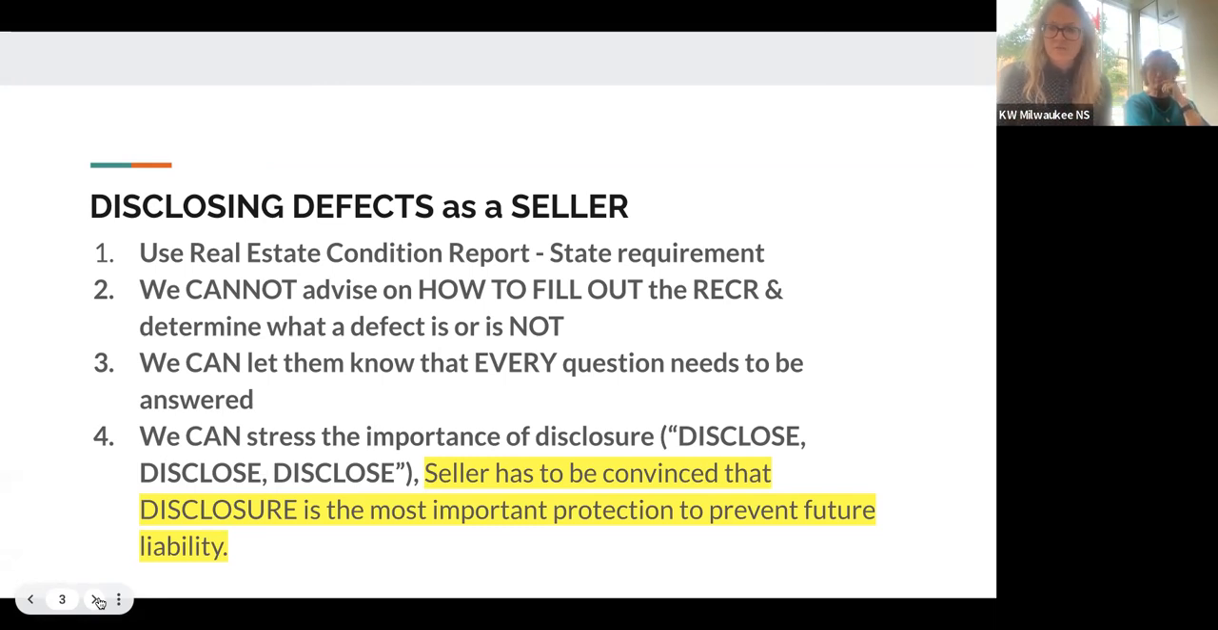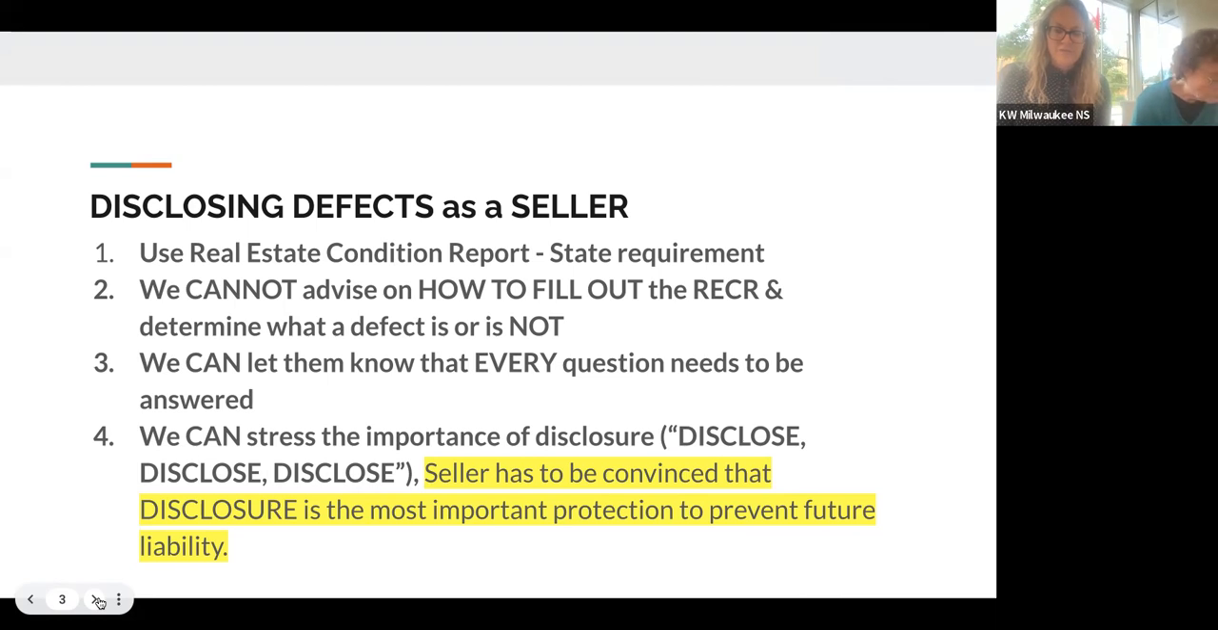It just protects them from post-close issues. You're not going to hide from anything. So our job is to keep them out of hot water. That is, again, just how I approach it with sellers. Sometimes sellers, if they have more specific questions beyond that, I have given them examples of other real estate condition reports as a guide. And feel free to use that as well.